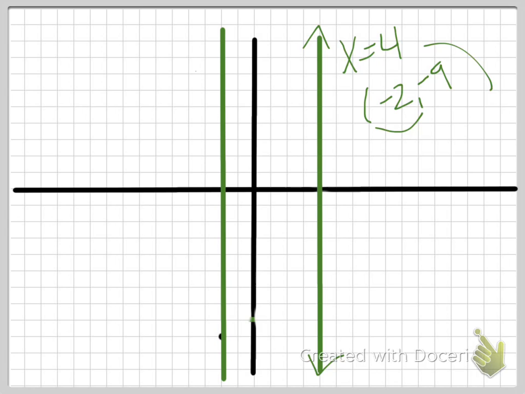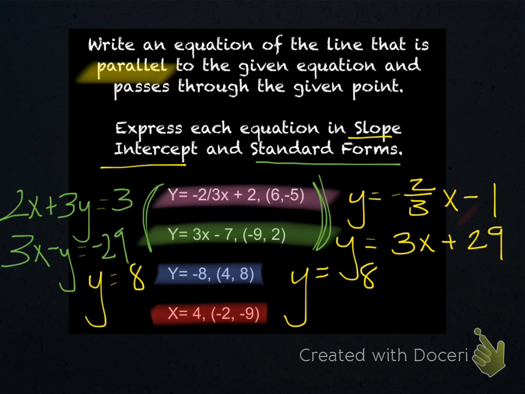The equation of that line, x equals -2. Vertical lines are x equals. Horizontal lines are y equals. So if we go back to the parallel, it's going to be x equals -2. And again, in any form, x equals -2.